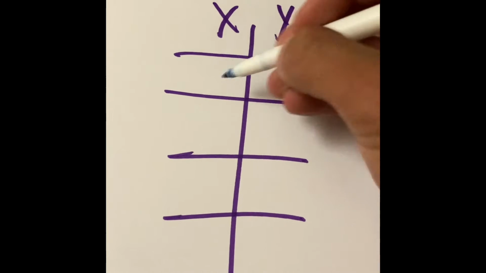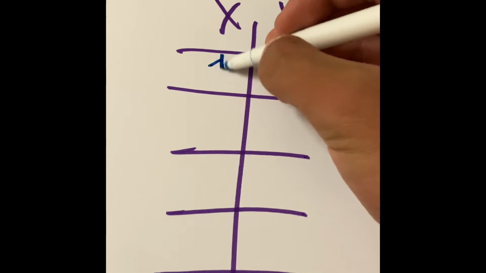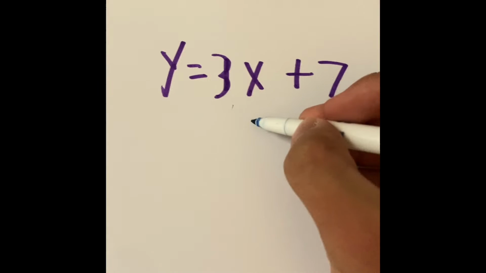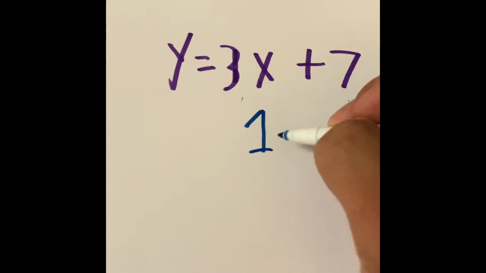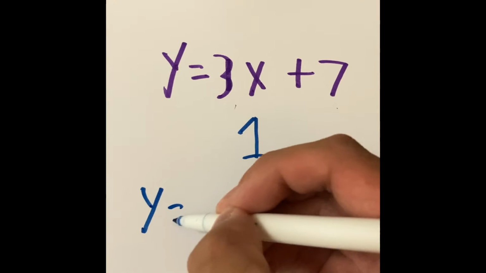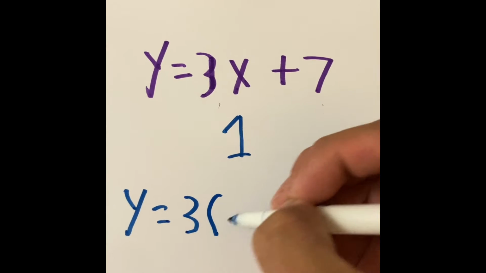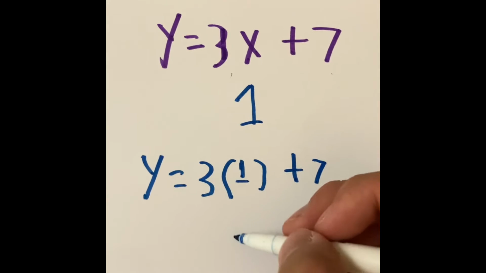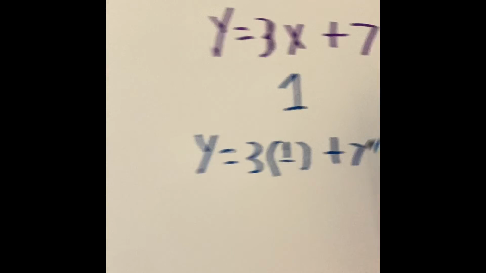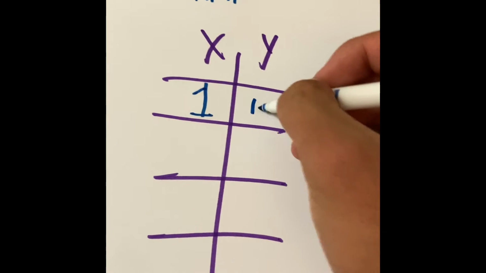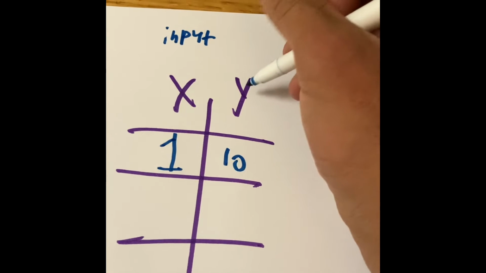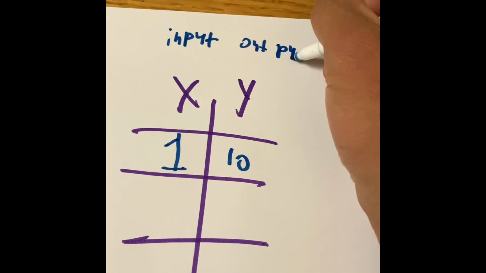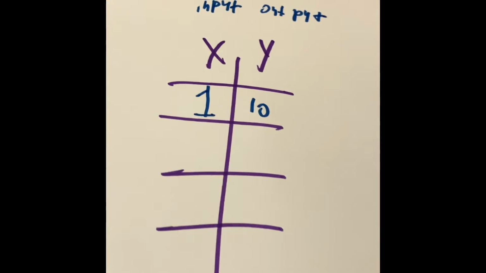Let's insert, or should I say, input 1 into x. When we insert 1 into our equation, that is saying y is going to equal 3 multiplied by 1 plus 7. 3 multiplied by 1 is 3, plus 7 is going to be 10. And that's where our y comes out. Y is also known as our output. Y is actually the result of your input.